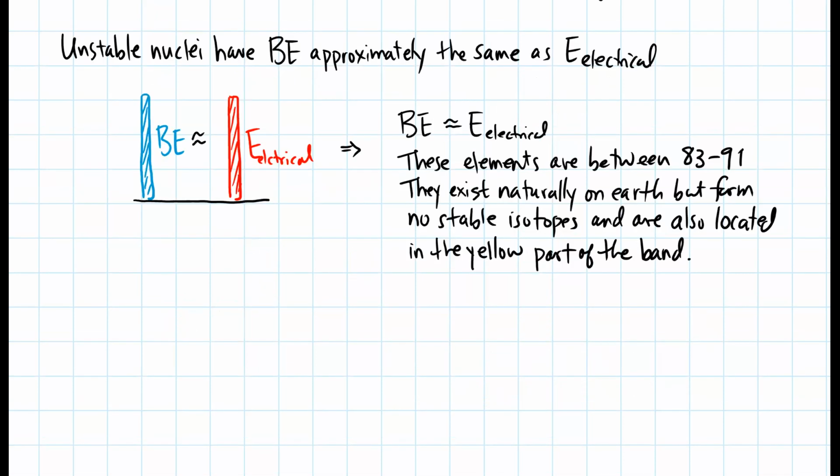The last group of unstable nuclei have binding energies and electrical energies that are approximately the same. These elements are between 83 and 91. They exist naturally on Earth, but form no stable isotopes, and are also located in the yellow part of the band of stability.